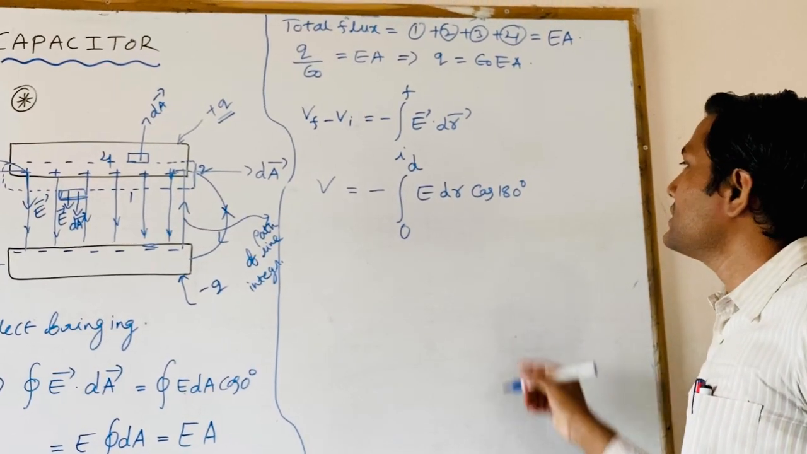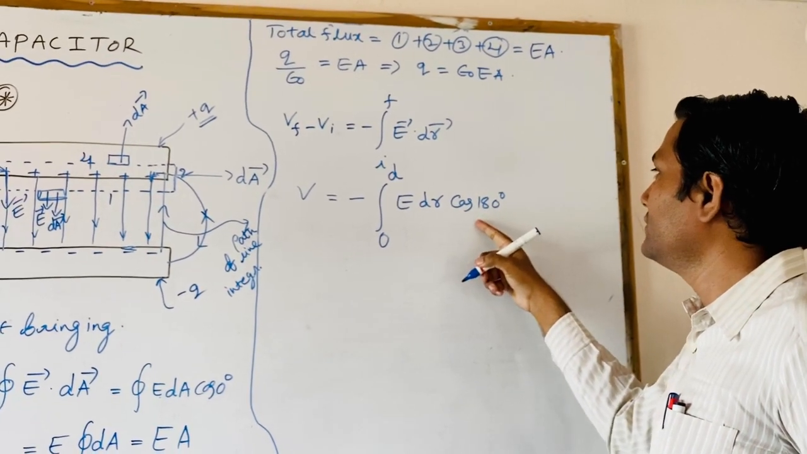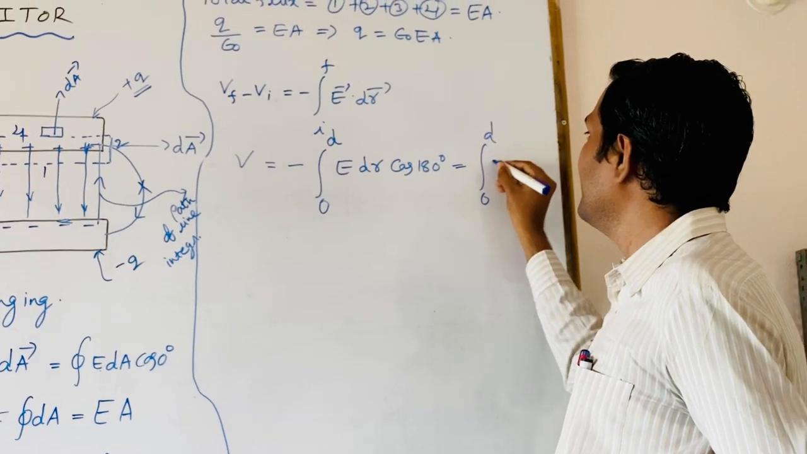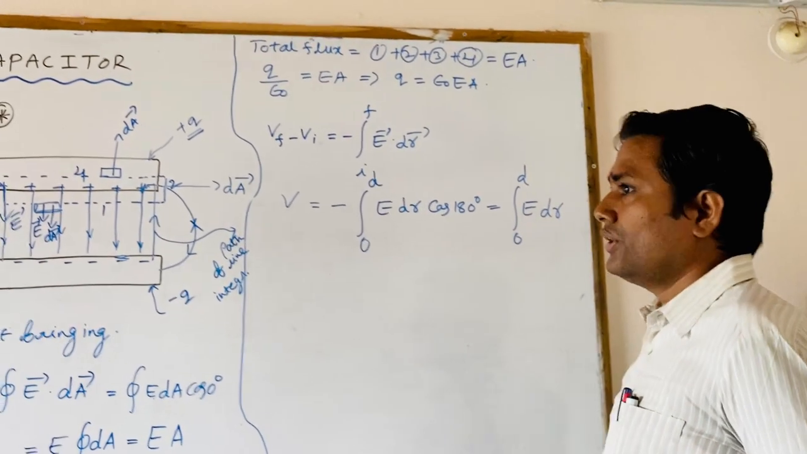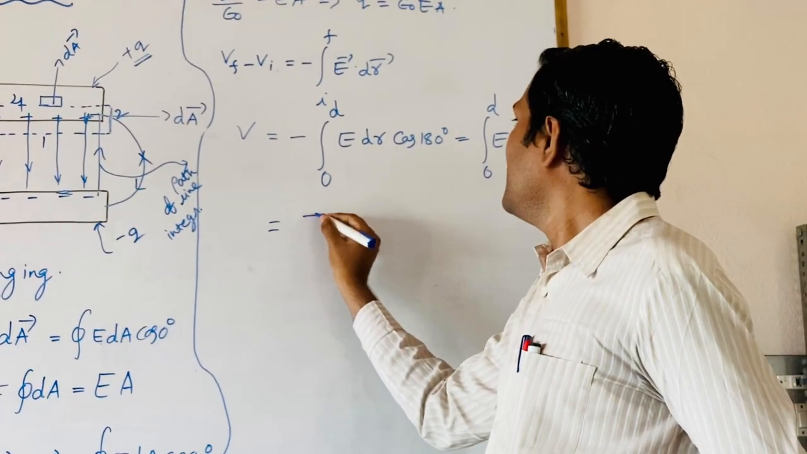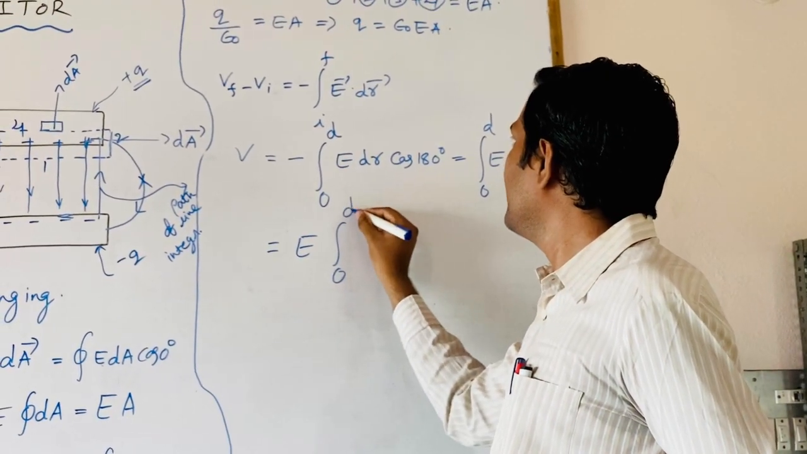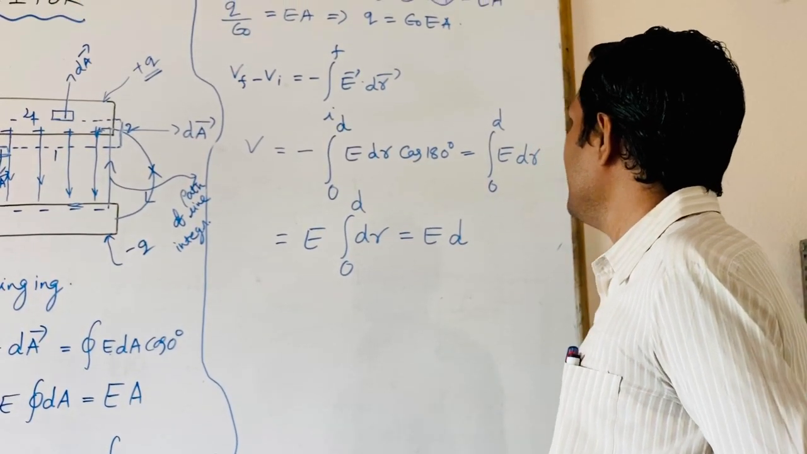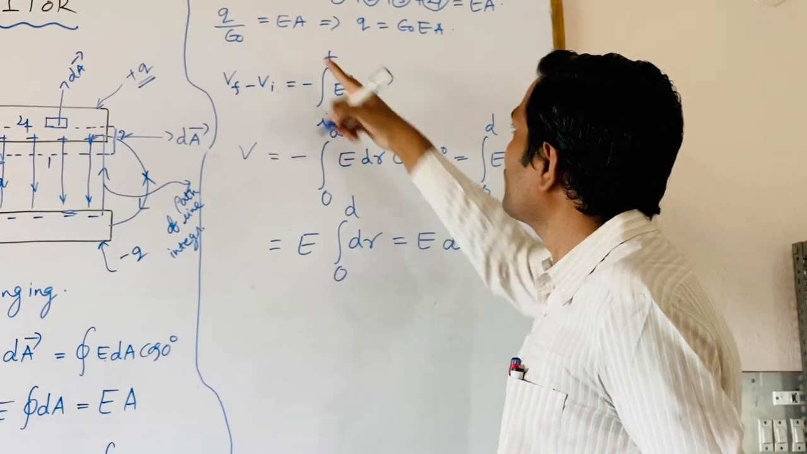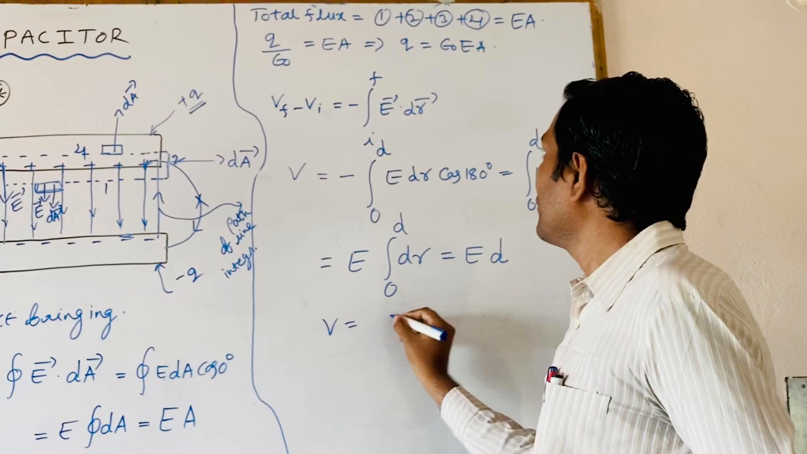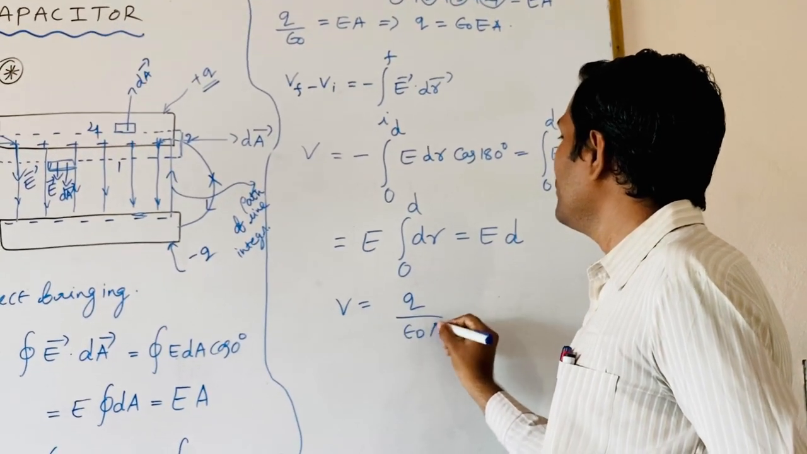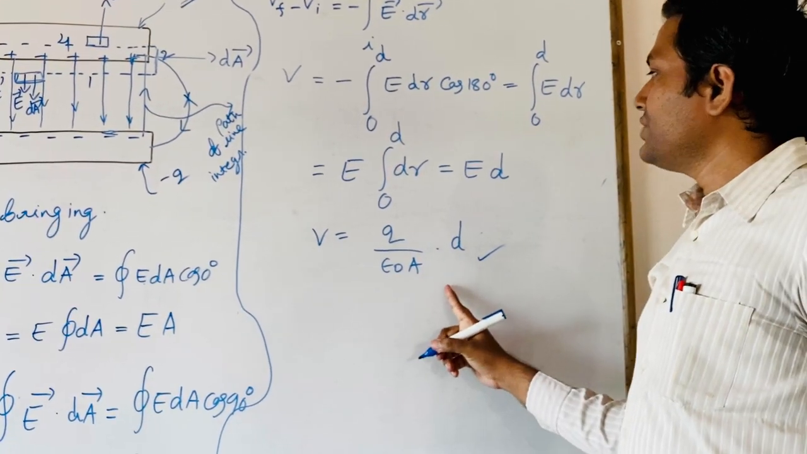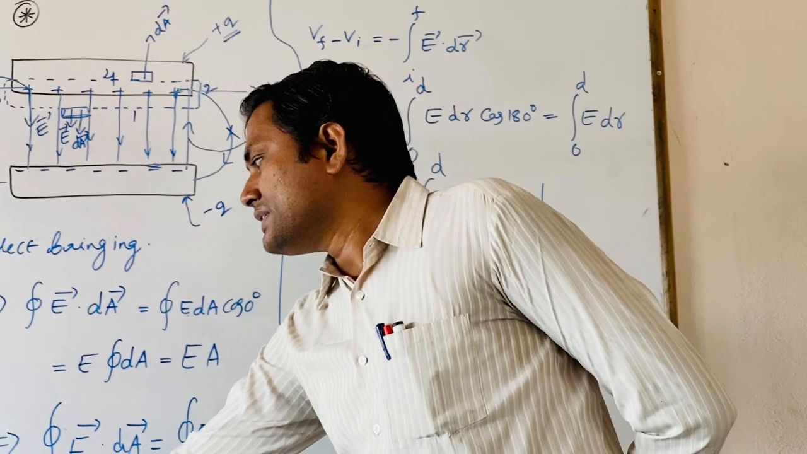So what is the value of cos 180? Cos 180 is minus 1. So minus minus will become plus, nothing but integral 0 to D E dr. So it will become E integral 0 to D dr, which is simply E into D. So what is the value of E here? E here we can write as Q by epsilon naught A, into D. So V is calculated. Now after the calculation of V, we can go for step 4.